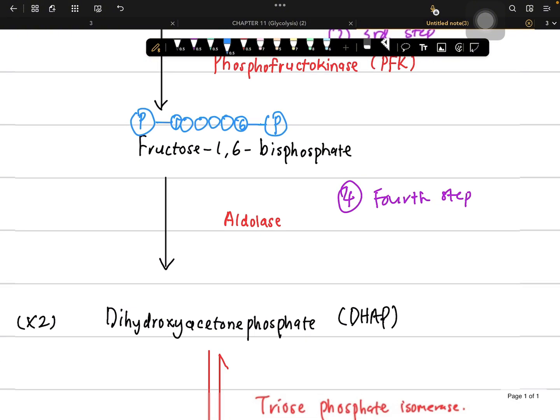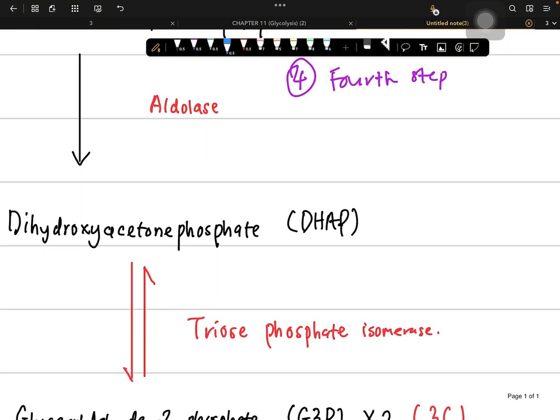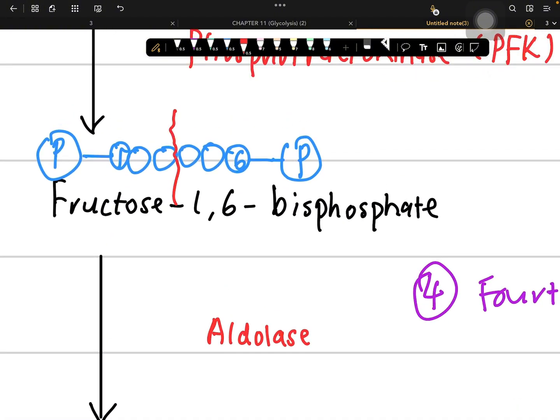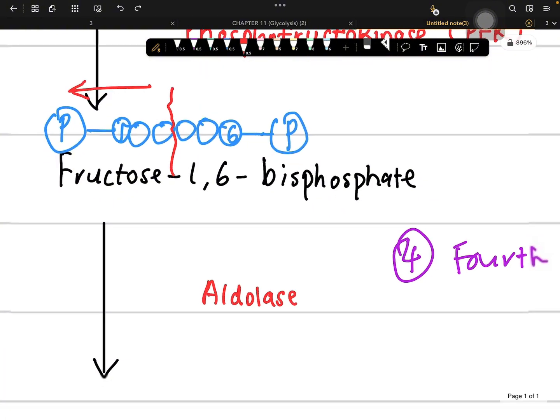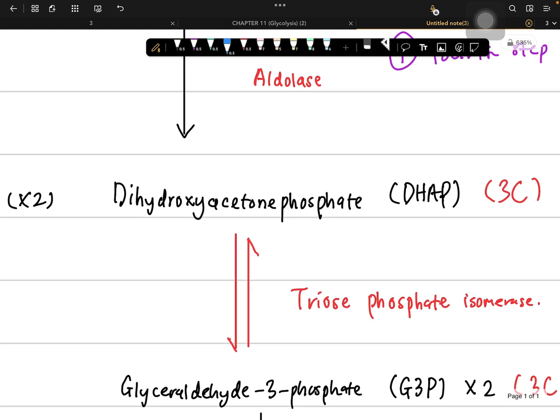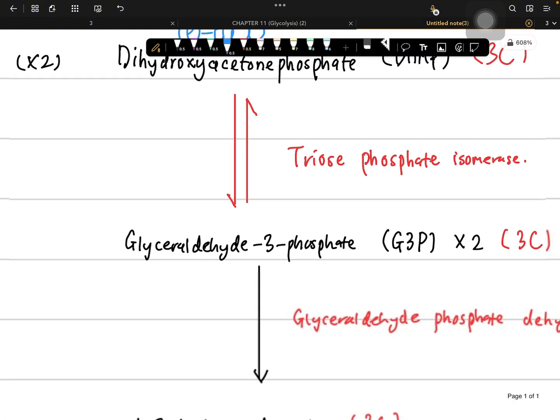So this compound DHAP, this molecule, is also 3 carbons. They just split here. So the left part is the DHAP, and the right side is the G3P. We'll look at this. I will draw the structure of the DHAP, with one phosphate group attached to the first carbon, second carbon, and the third carbon.